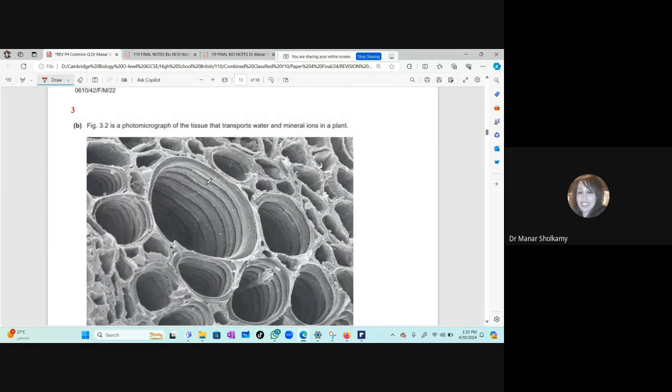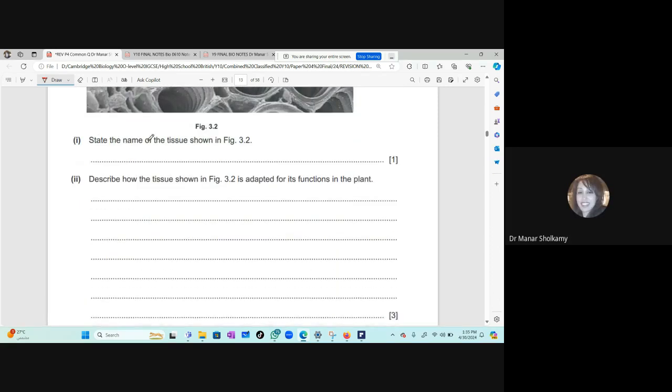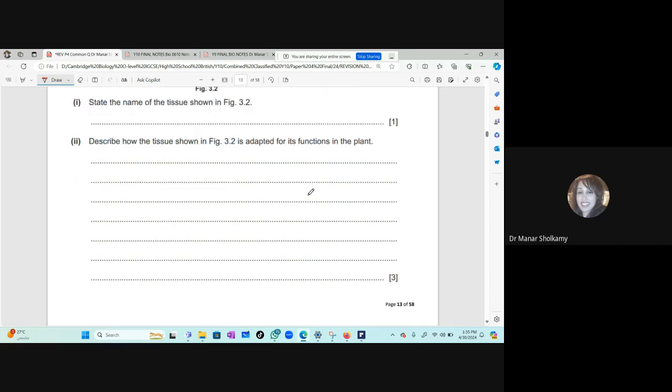Now, here is a tissue inside a plant. Which tissue is that? They tell you it transports water and ions. Xylem. They love the xylem. So this is the xylem. Describe how it is adapted. Very easy and a common question. How is the xylem adapted?